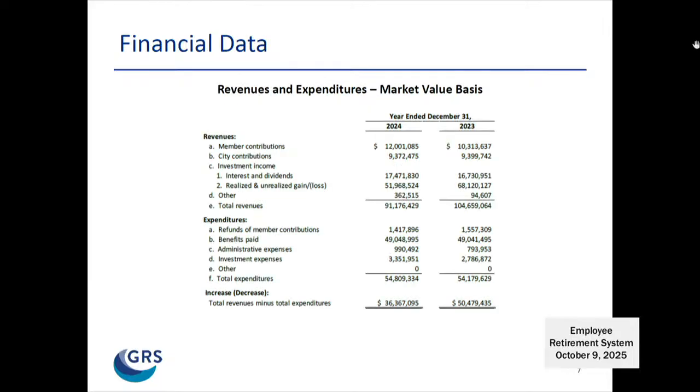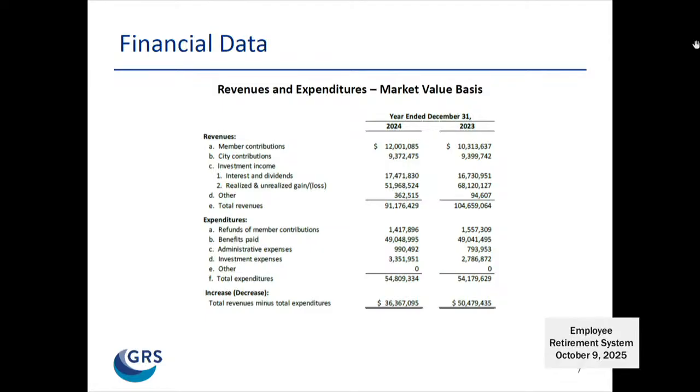The transactions that happened during the year: we know that the members are making contributions. We know that the city has a contribution requirement, and they make that. We know that you add investment income. When we add all of that up, your total revenue was $91.2 million.